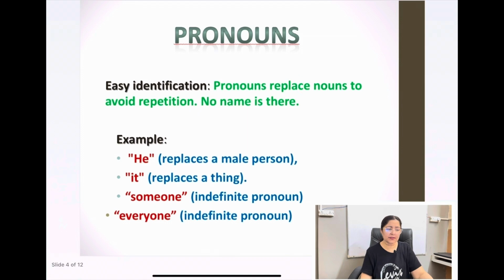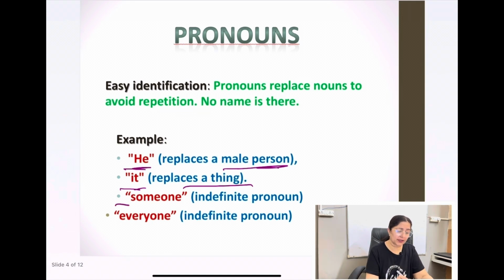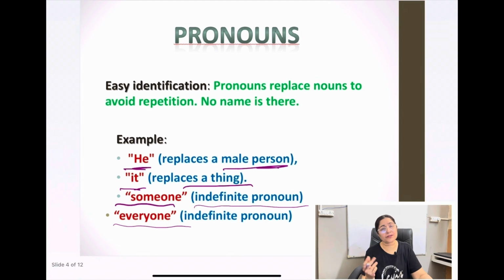Now coming to pronouns, pronouns replace nouns to avoid any repetition. No name is there, but they would be used for a person, place or thing. They replace them. For example, he replaces a male person, it replaces a thing, it replaces a place. Someone, these are indefinite pronouns. Someone is calling me, I don't know exactly who is calling me. Similarly, everyone is also an indefinite pronoun. So pronouns are used in place of nouns, they don't have any name of their own.